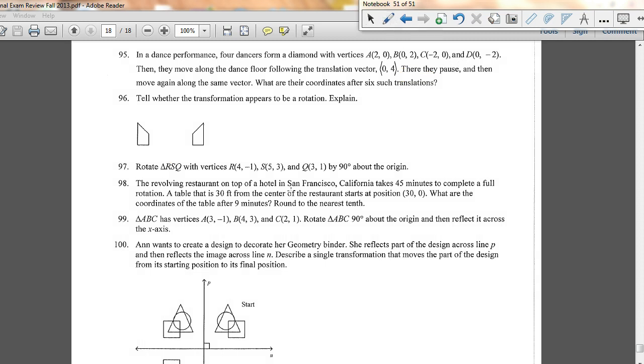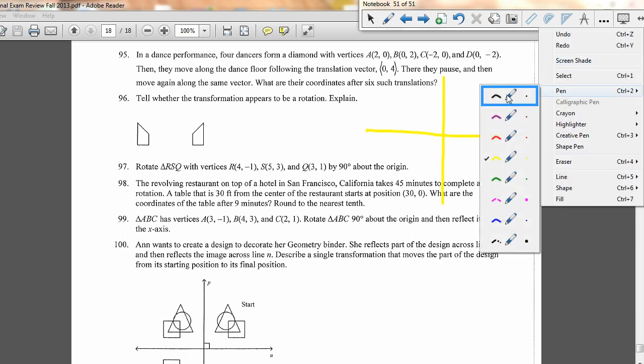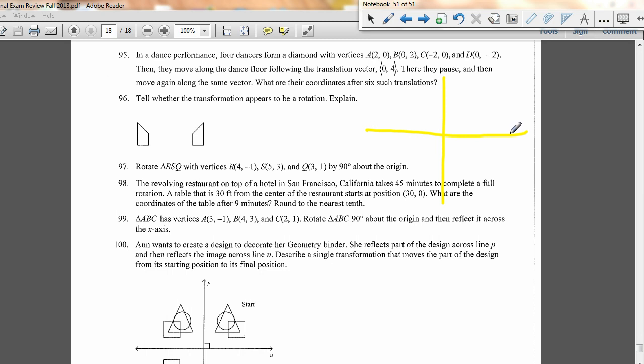The revolving restaurant on top of a hotel in San Francisco takes 45 minutes to complete a full rotation. A table is 30 feet from the center of the restaurant, and it starts its position at 30, 0. So 30 over and nothing, 0. What are the coordinates of the table after 9 minutes? Oh wow. It takes 45 minutes to rotate a complete circle, so 9 out of 45 would mean that it's 1/5 of a rotation. Wow.